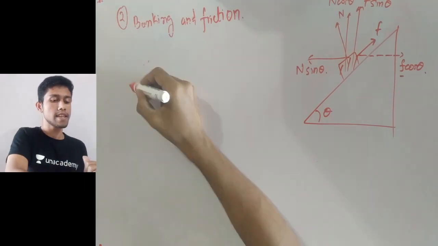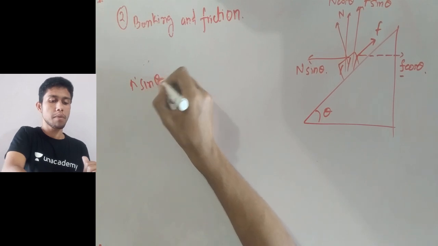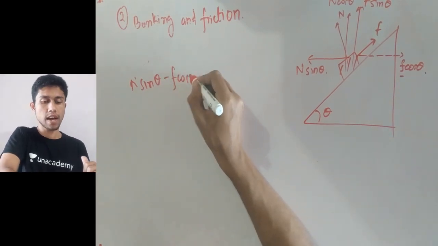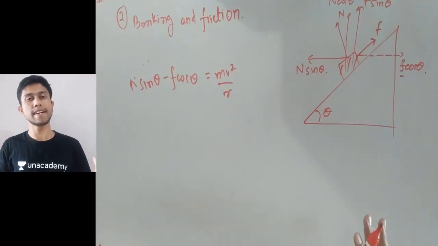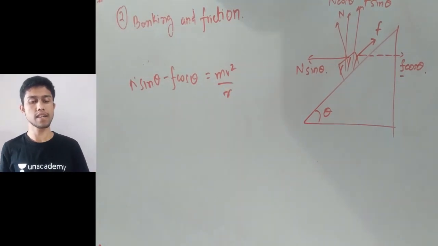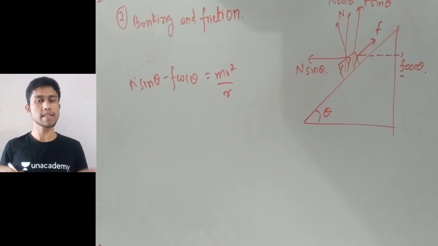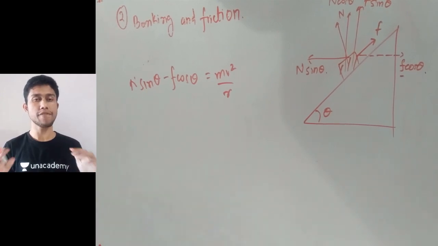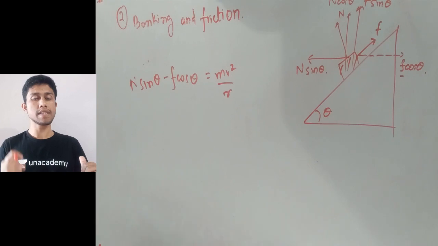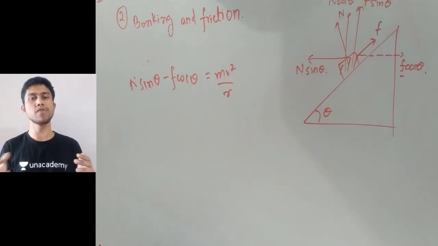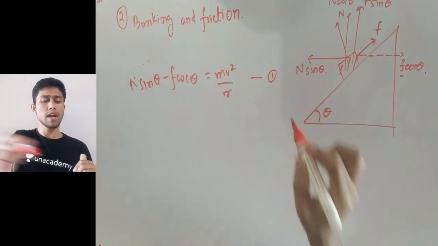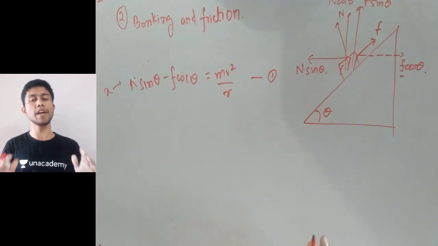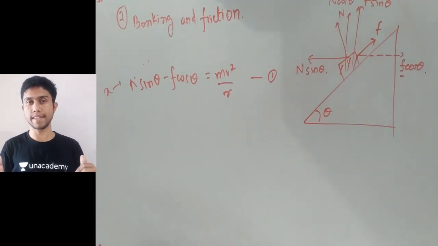Okay, so N sin theta minus F cos theta is equal to mv square by r. N sin theta will always be greater than F cos theta. This has to happen because if N sin theta is not greater than F cos theta, then this will not be a circular motion. So this is our first equation. This is in the x-axis. The body is performing circular motion in the x-axis.